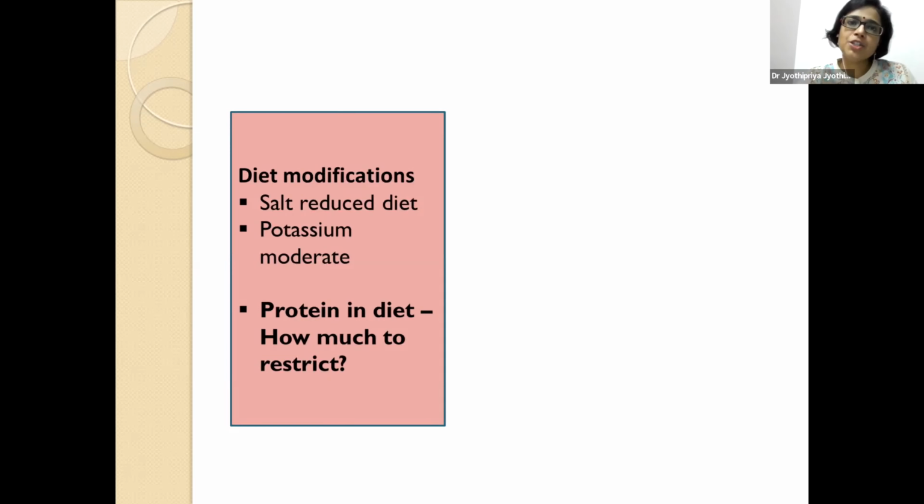If the patient already has a deficiency in protein, we shouldn't push him into malnutrition by advising more and more protein-restricted diet. It's always better to ask him to cut short the animal proteins, especially red meat. In that case, uric acid reduction will also be possible. So for protein in diet, the target is 0.8 gram per kilogram per day, but have an individualized approach.